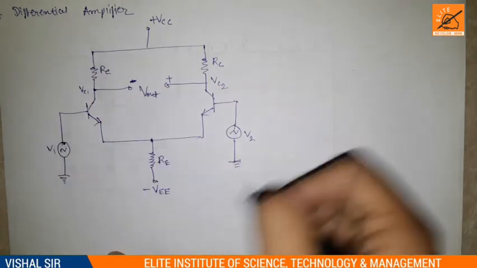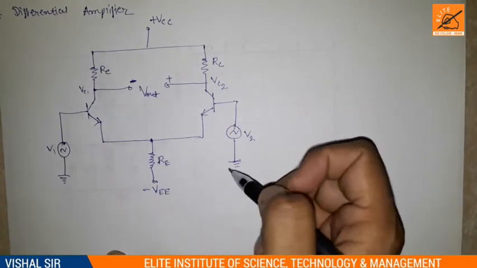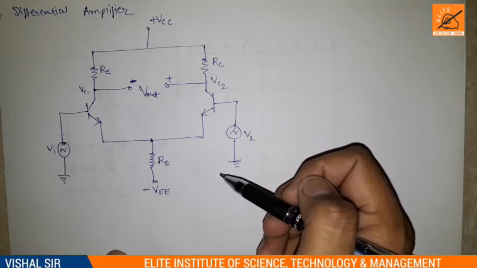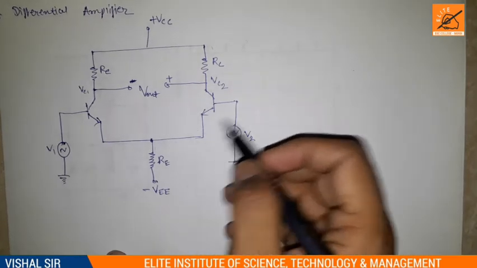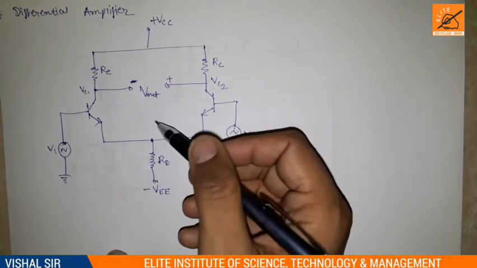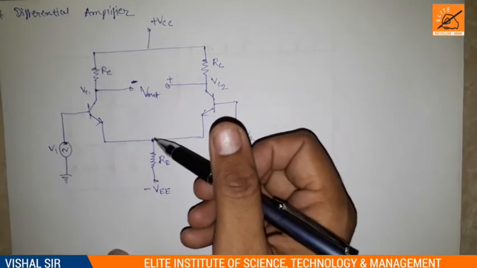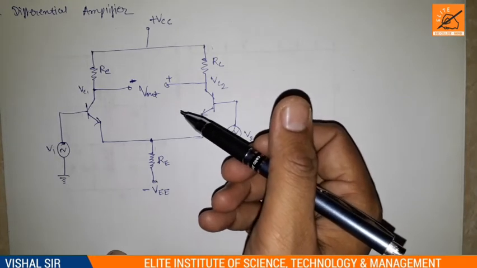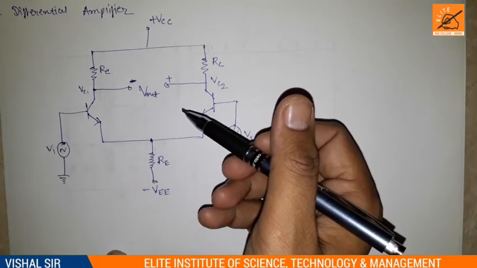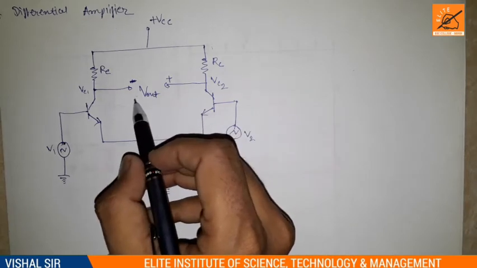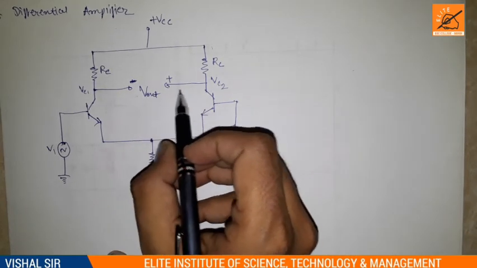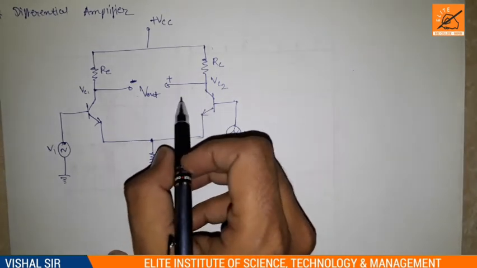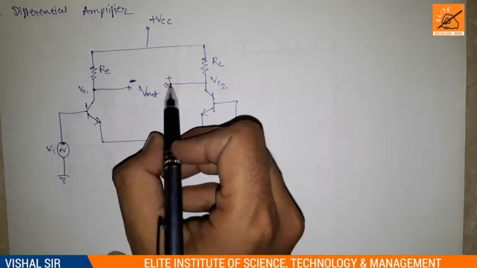So all this circuit is considered as a single stage or one stage because there are no coupling or bypass capacitors. See, we cannot see any coupling or bypass capacitors. Okay, so there is no lower cutoff frequency. The AC output voltage Vout is defined as the voltage between the collectors with the polarity shown in the figure. Here is minus and plus.